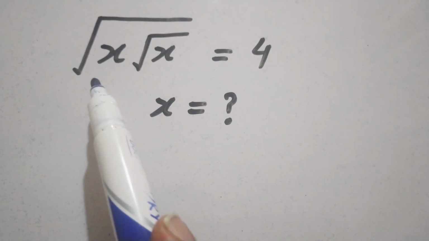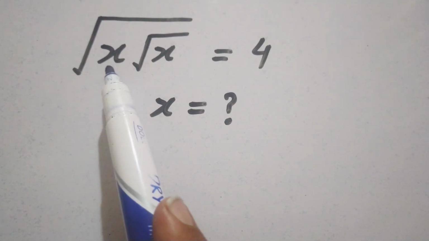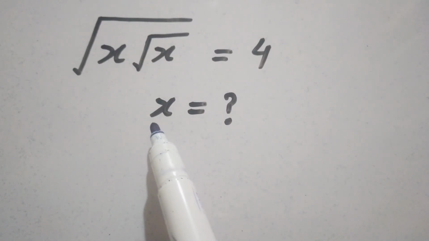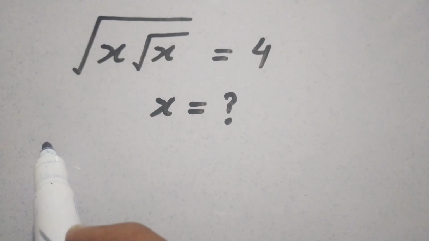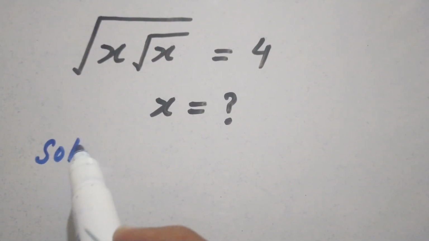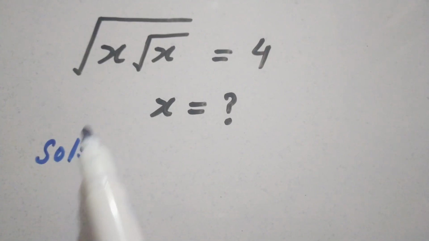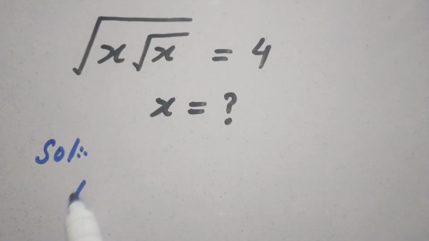Welcome to solve this very nice radical equation: the whole square root of x into square root of x is equal to 4, and we are interested to find x. Let's come to the solution. We will find the value of x by two methods. Let's come to method 1.